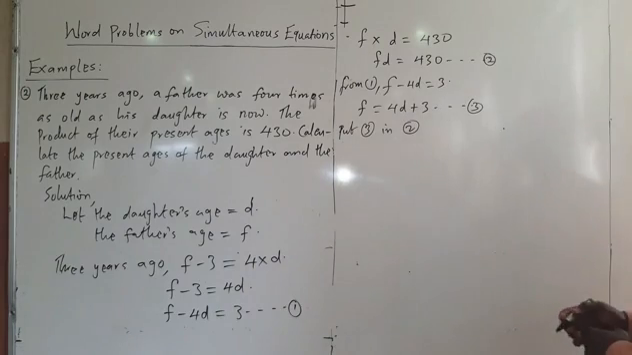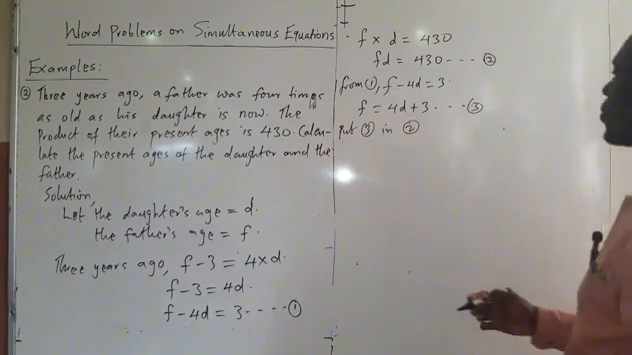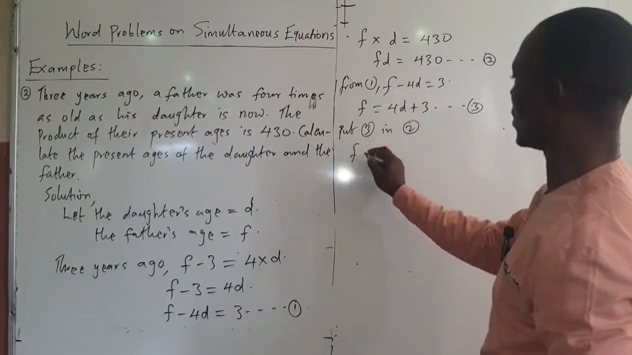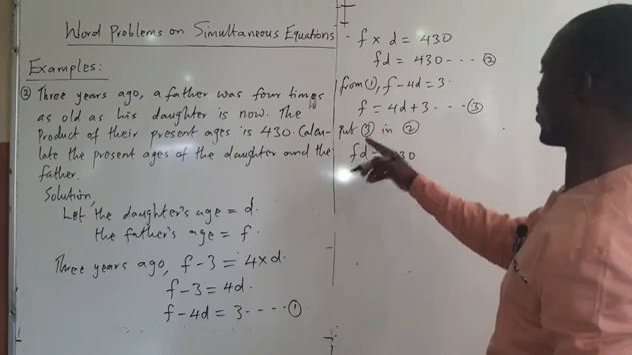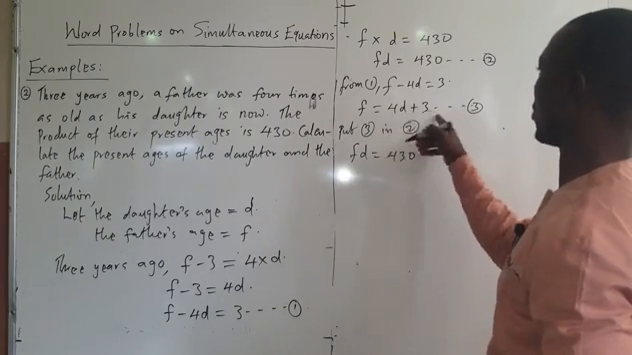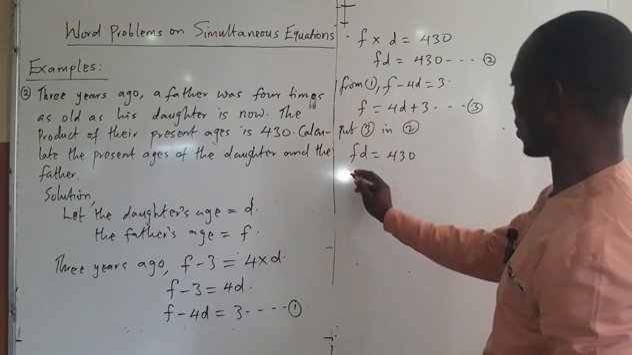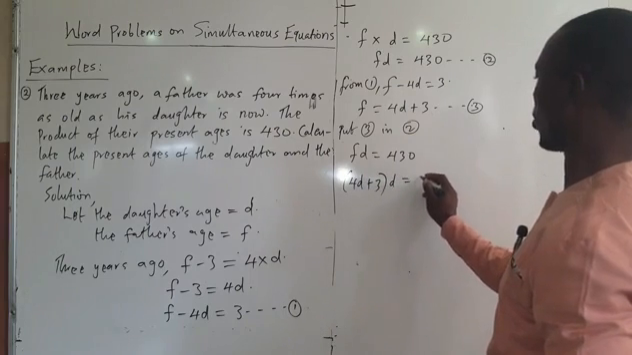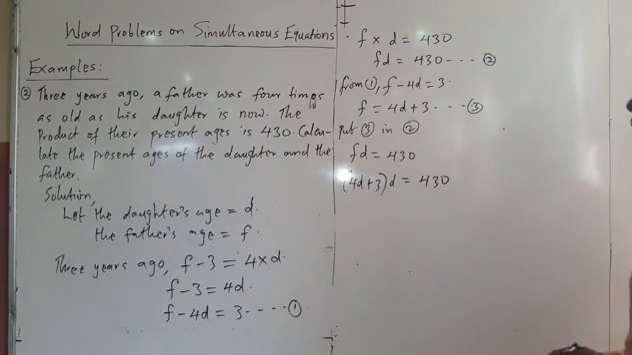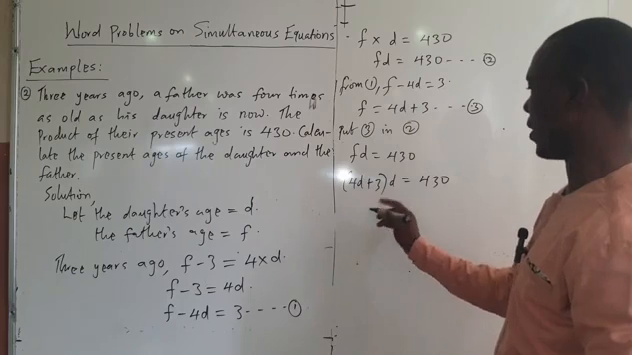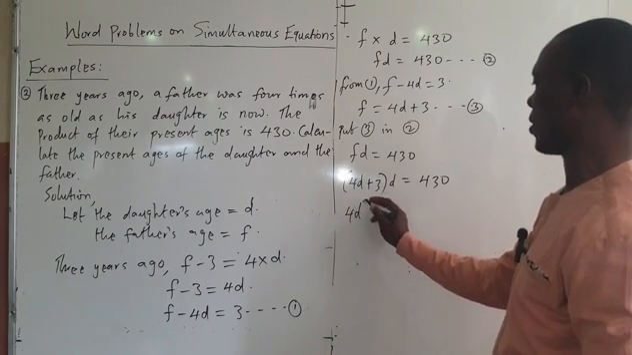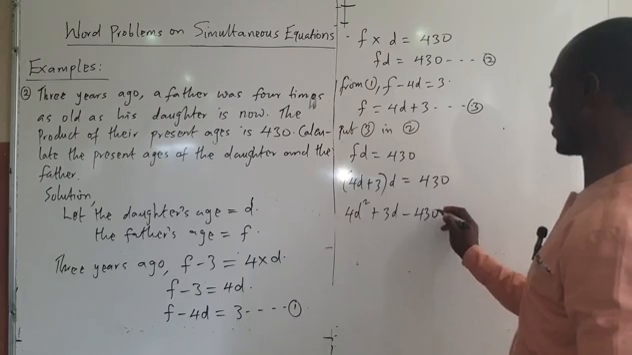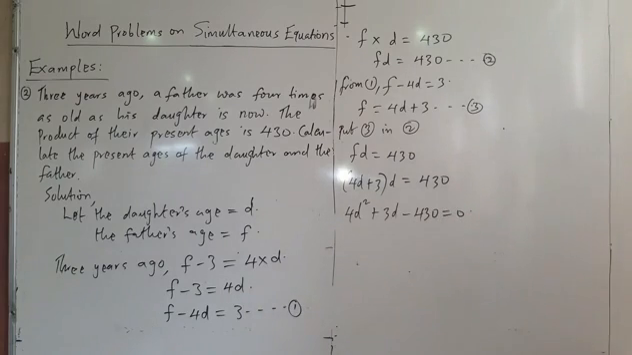It means anywhere we see F in equation 2, we are going to replace it with 4D plus 3. So equation 2 is FD equals 430, and equation 3 that we are going to substitute is 4D plus 3 as F. So we replace F with 4D plus 3, then multiply by D equals 430. Open the bracket, we have 4d times d, that's 4d squared, plus 3 times d, that's 3d, then minus 430 equals 0. So this is a quadratic equation.